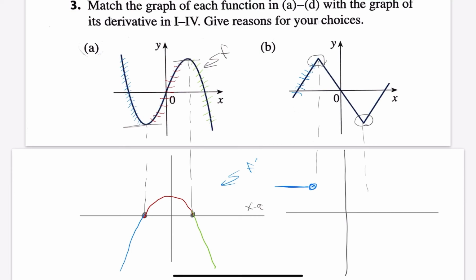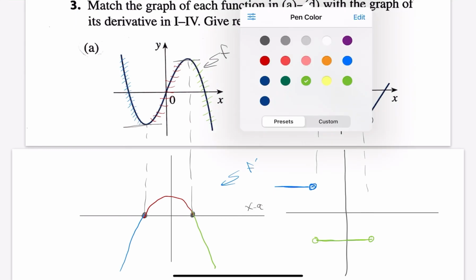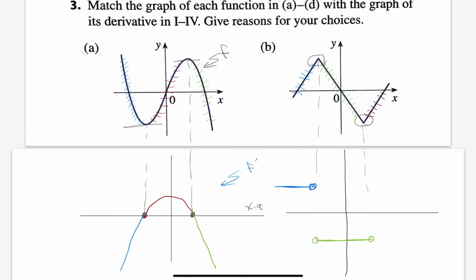Okay, now let's try this part. It's going downward and it's constant, right? So it has to be below x-axis. So it would be something like in here. Okay. And what about this part? Okay, it's going upward, so it has the same slope as this blue part. Okay, so it has to be something like that.